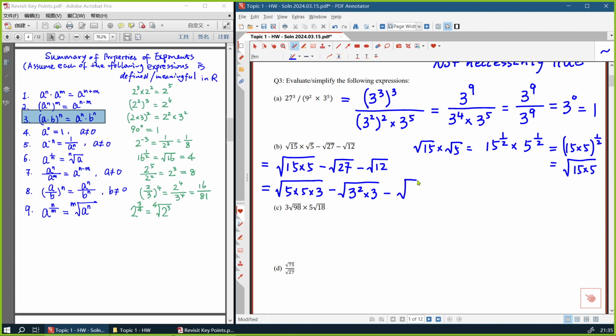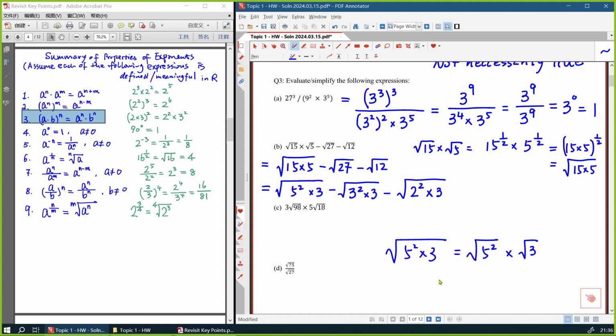Square root 12 is actually 2 squared times 3, right? So again, the first one is actually 5 squared times 3. So if you have 5 squared times 3, then find its square root. That actually equals square root of 5 squared times square root of 3, right? We can detach these two numbers.